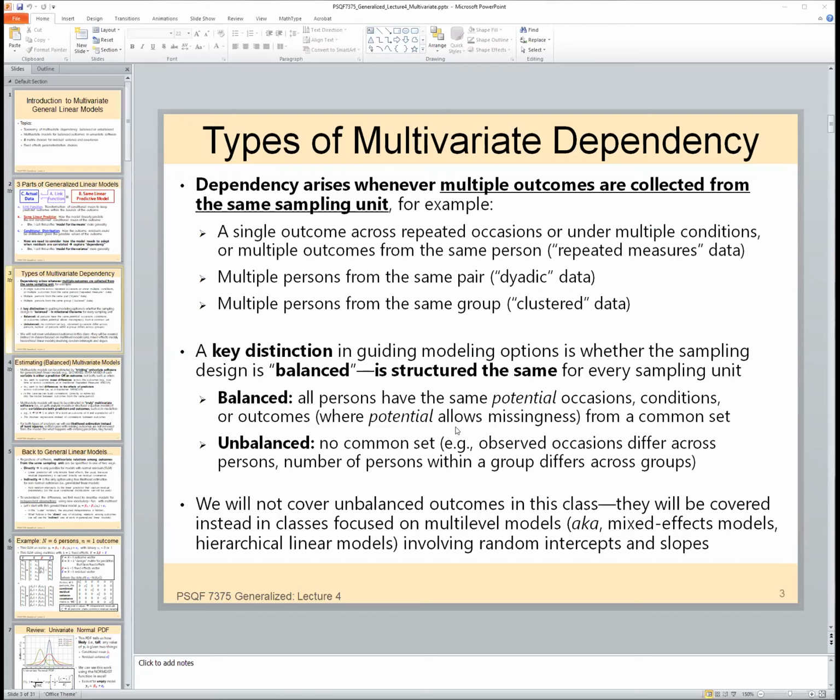Anywho, we're doing multivariate models for balanced observations. So the same set of repeated occasions or conditions, the same type of people in a dyad. So you might have the mom and the dad, or the partner and the person who's targeted, or something like that. So everything shares a common framework. We're doing models for balanced in this class.